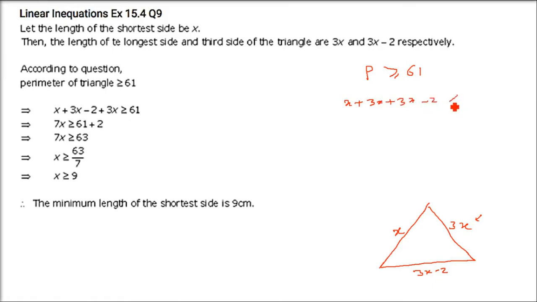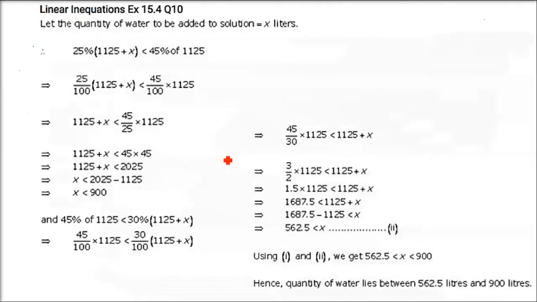So x plus 3x plus 3x minus 2 is greater than or equal to 61. So what do you get? That is 7x. 7x is greater than or equal to 61 plus 2, so 7x is greater than or equal to 63. x is greater than or equal to 63 by 7. So x is greater than or equal to 9. Minimum length of the shortest side is 9 centimeters. This is the minimum one.